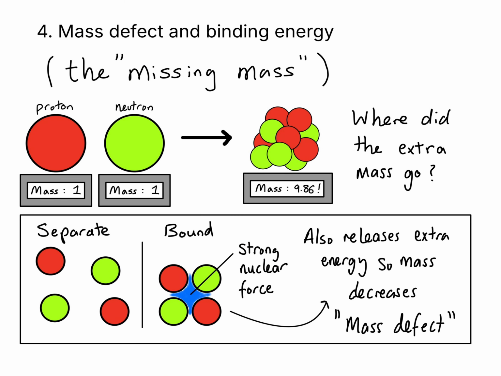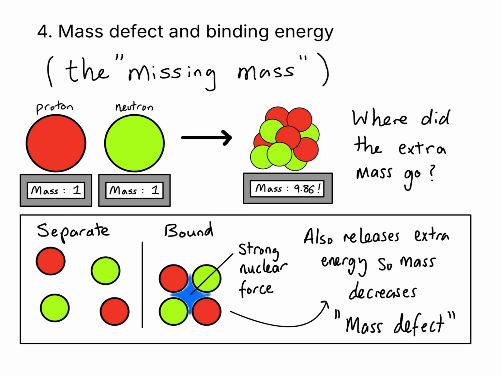Now back to our puzzle. Put a proton on the scales, mass 1. A neutron, mass 1. So a nucleus of 10 nucleons should read 10, but weigh it and it reads about 9.86. Mass has vanished. Here's where it went.